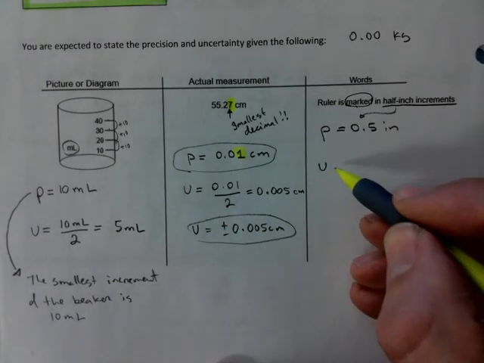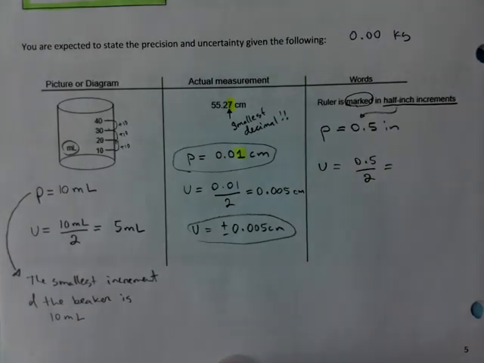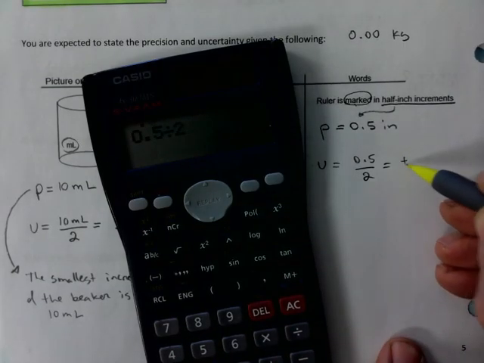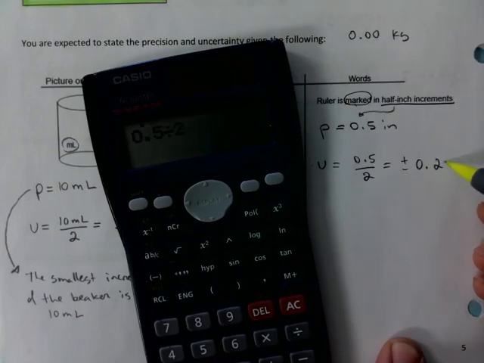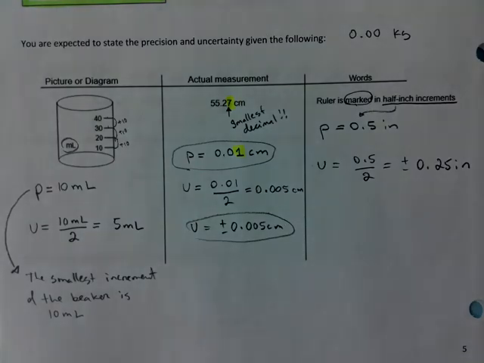What's my uncertainty here? You guessed it. Take that, divide it in half, 0.5 divided by 2, plus or minus 0.25 of an inch. That's my uncertainty there.